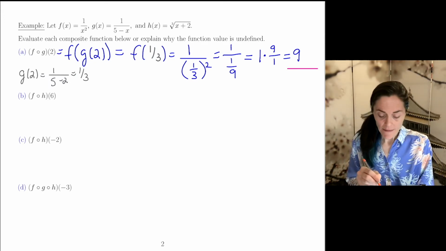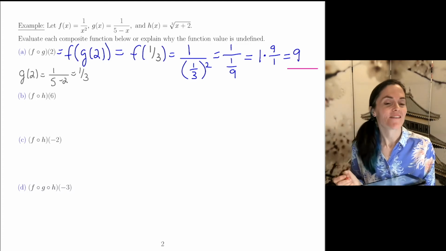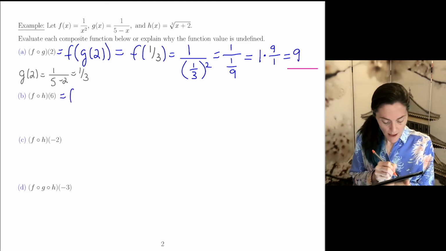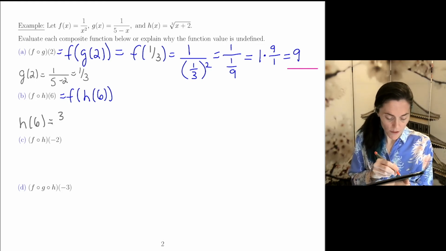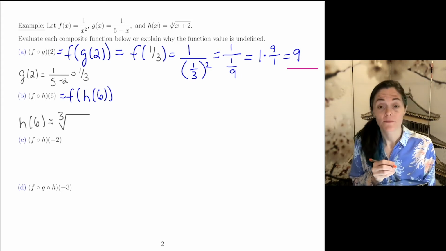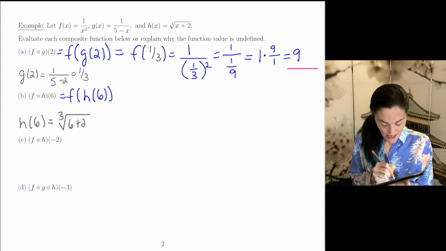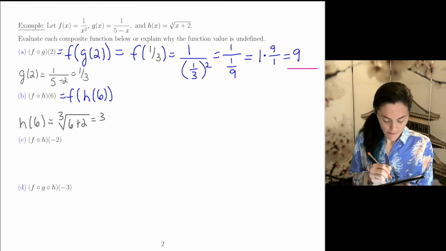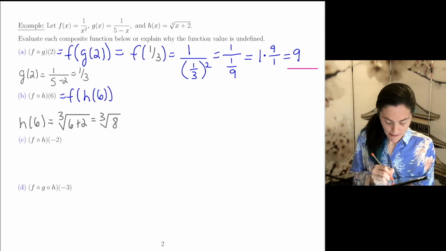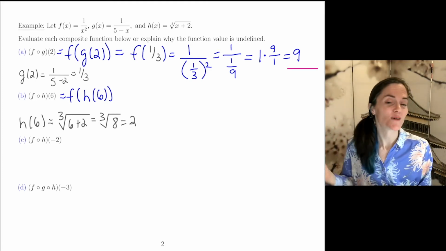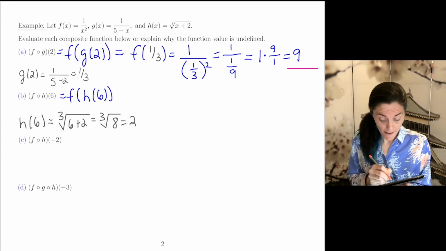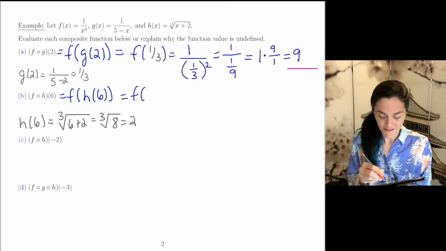Letter B, here we have F composed H of 6. So this will be F of H of 6. Now, as before, let's come to the side and calculate H of 6. This is the cube root of 6 plus 2, which is the cube root of 8. The cube root of 8 is 2, because 2 cubed is 8. The cube root of 8 is 2. So what I want here is F of 2.